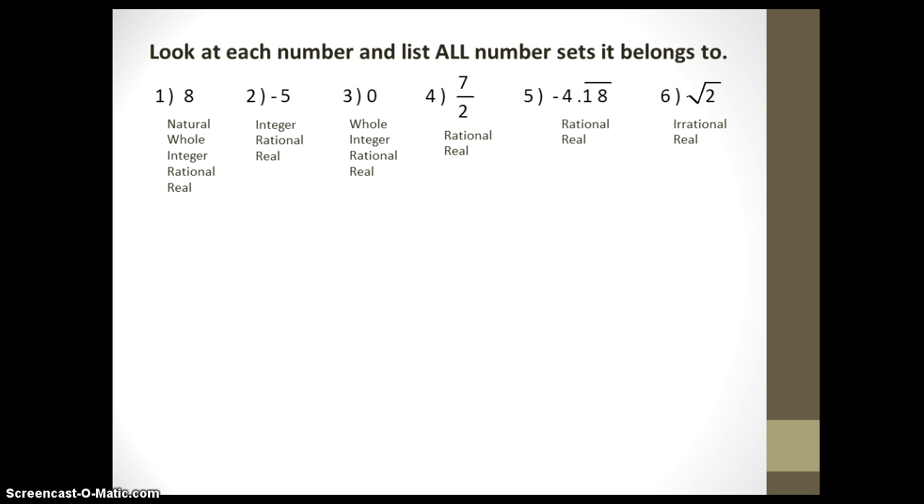0 is a whole number, which makes it an integer, which makes it a rational and a real. 7/2 is a fraction, which puts it into the rational category and also real. -4.18 repeating, or 18/100 repeating, is a rational number because it's a repeating decimal, and rationals are always real. And the square root of 2, anything that is a square root that is not a perfect square, like the square root of 16, is an irrational number. It's a never-ending, never-repeating decimal. But all irrationals are still real.